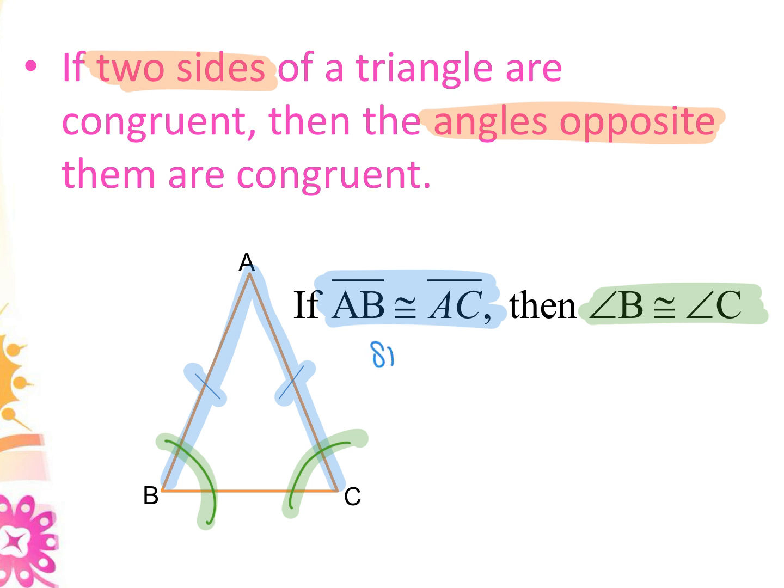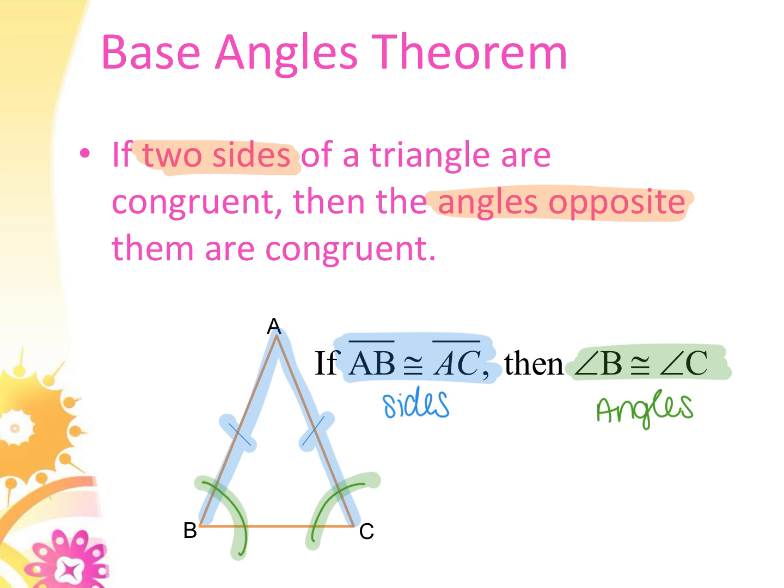These are my sides to angles. You could also shorten this if you want. And you could write base angles theorem. That's just me shortening it. But I'm going from, if my sides are congruent, then my angles are congruent.